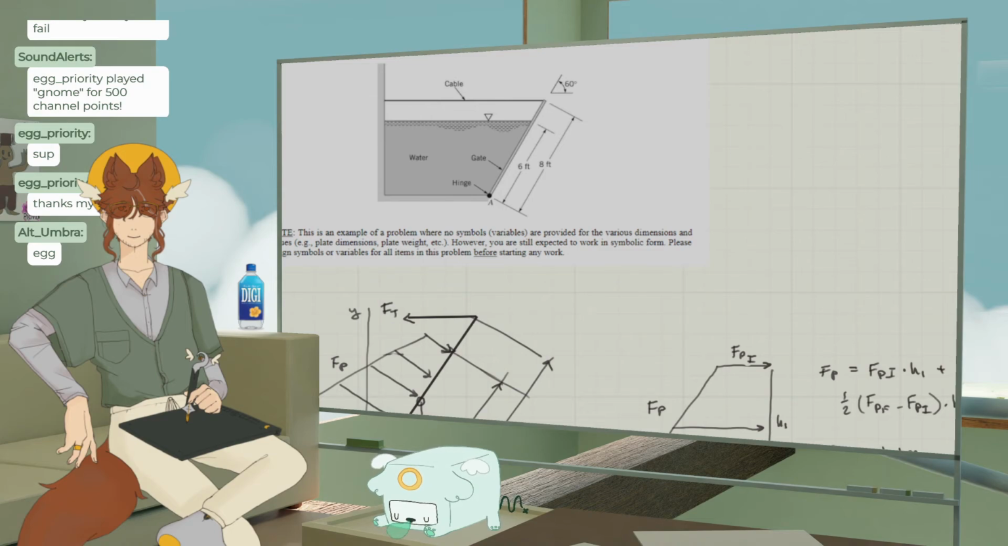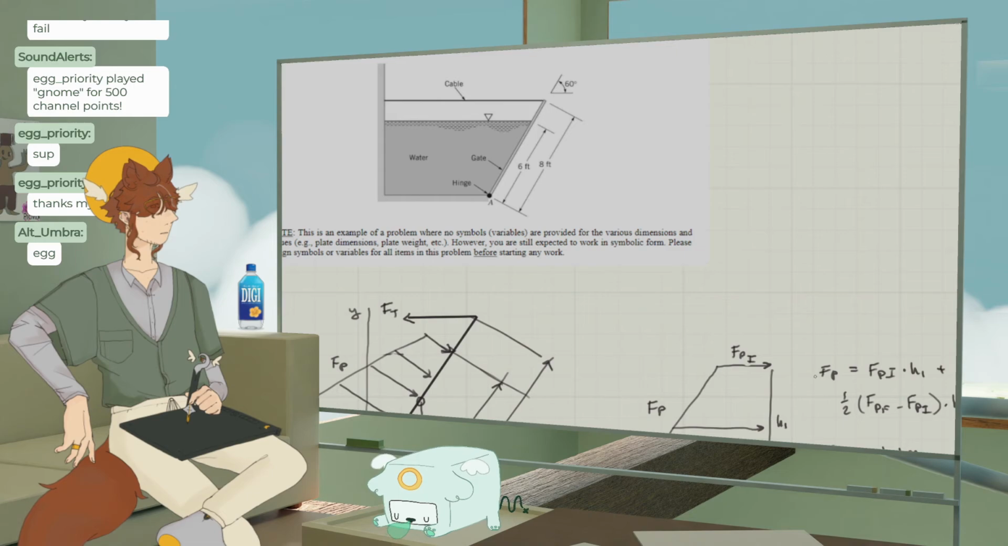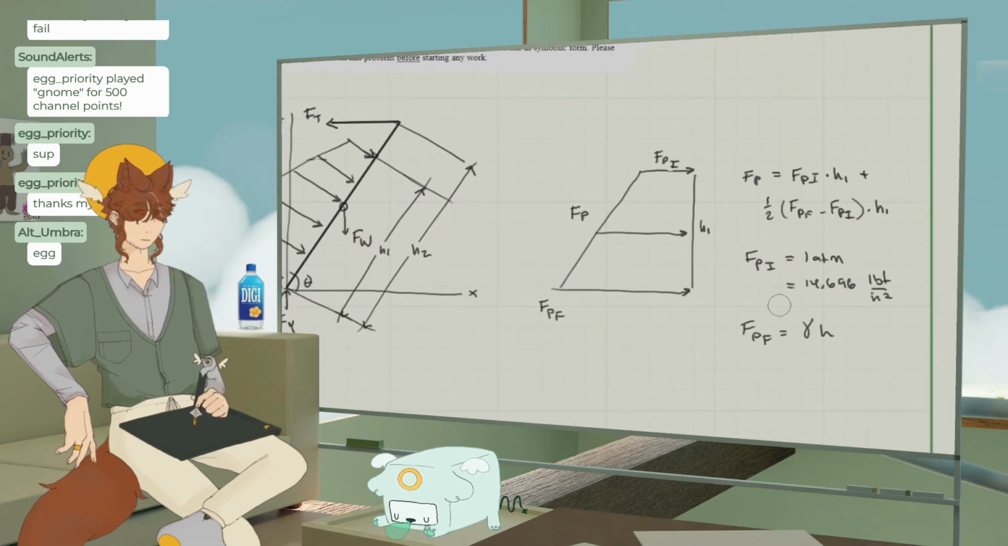Wait, it's not giving me the number, it's not giving me my gamma. It's giving me a density. What am I, a pleb? Okay, fine. Gravity's in feet per second squared, that's going to be pound force. Okay, fine. Rho g h.